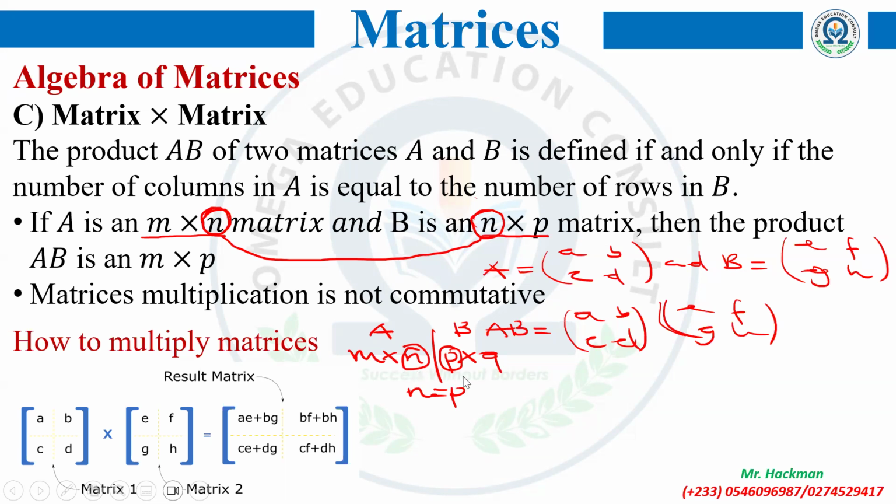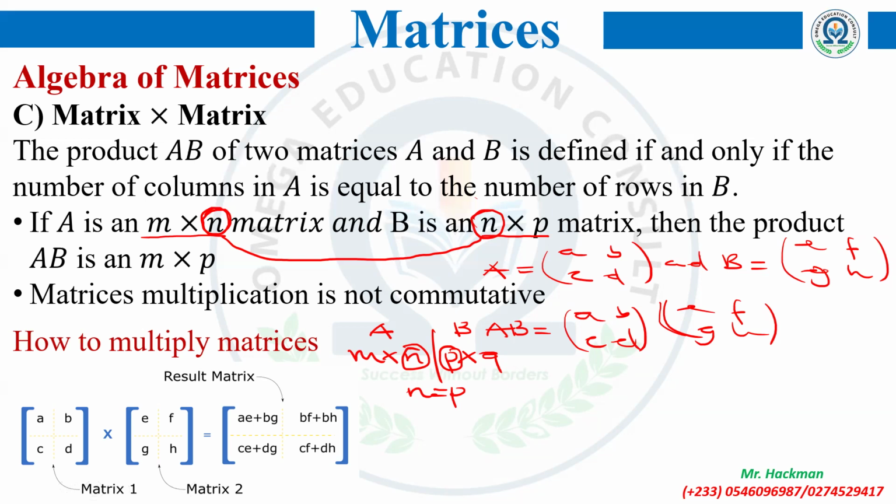N. And the number of rows of your second matrix is what? P. And we said the only situation where the product will be possible is when the columns of your first is equal to the rows of your second. So n must be equal to p. If n is not equal to p, then it means the product is not possible. It's not defined. Is that clear?